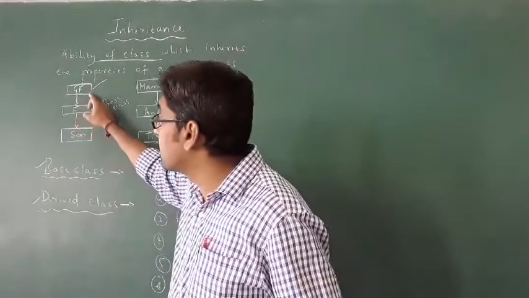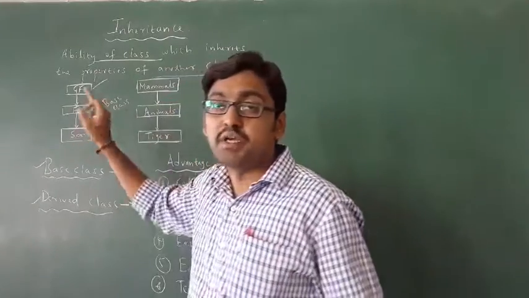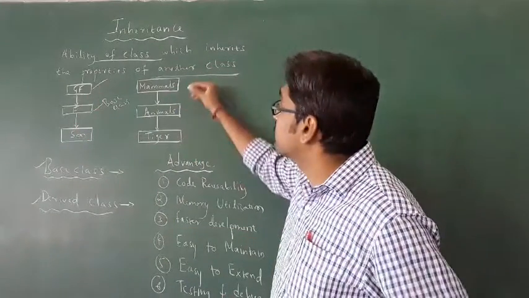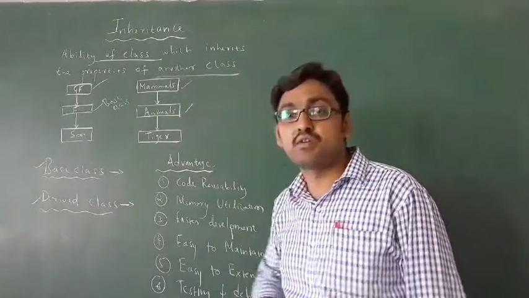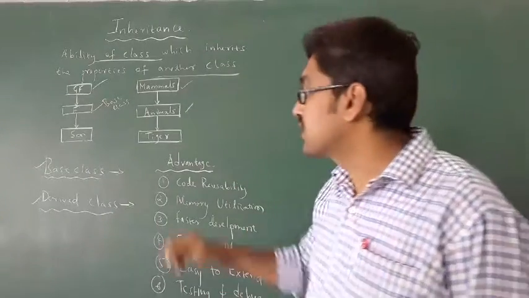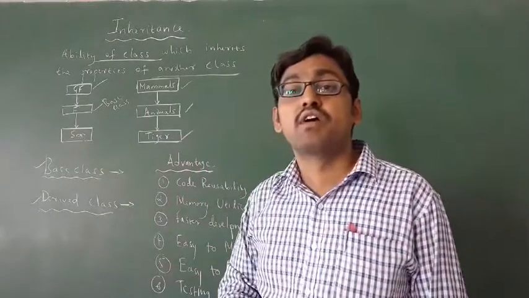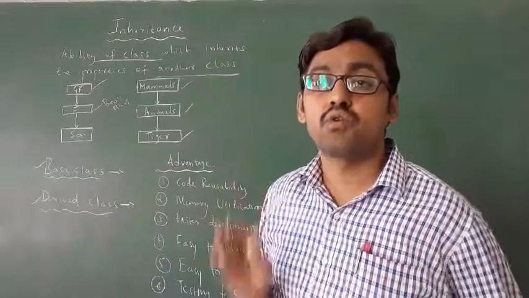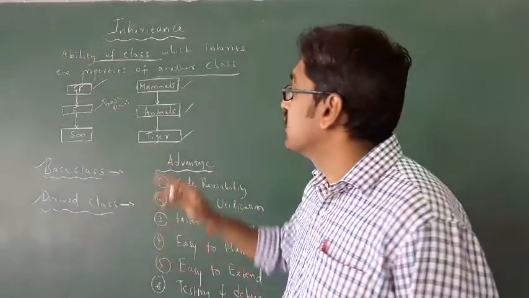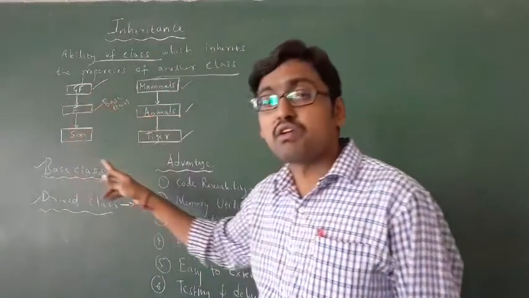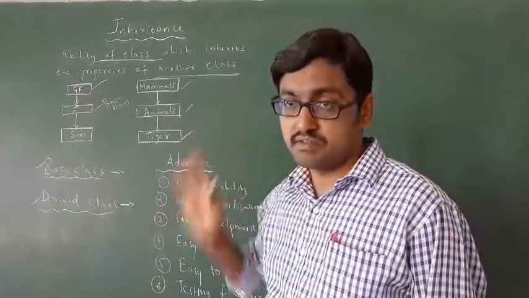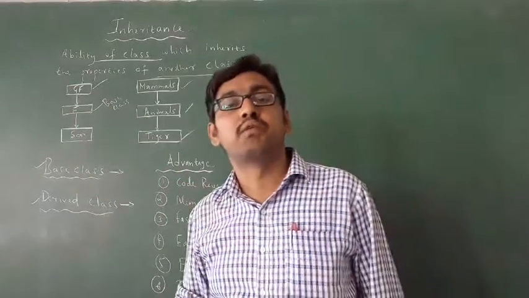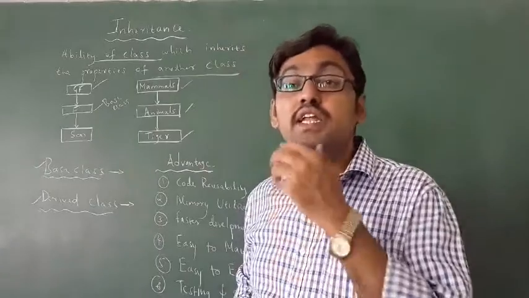These two are the base classes. Here also, mammals and animals are the two base classes. Then the tiger is a derived class. Okay, you have to remember this. Got it? So this is a small concept about inheritance. Already in first year you learned about inheritance.